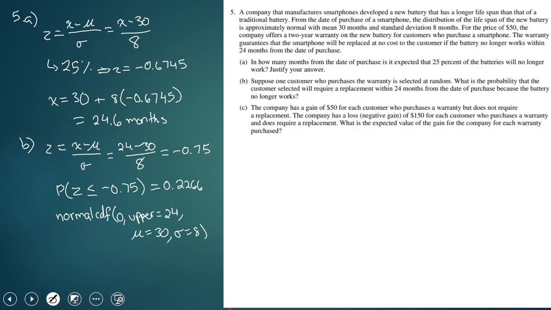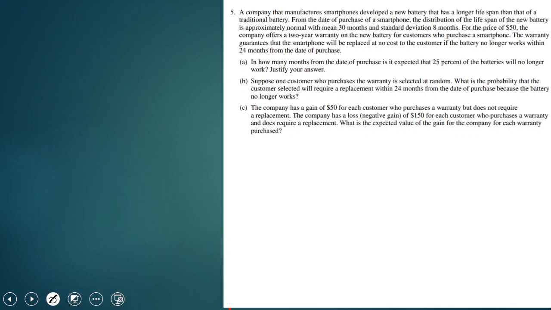For 5a, I forgot to do this. I'll quickly do the inverse norm as well for the calculator syntax. So it would be inverse norm, I'd say percentile, or area, equals 25%. Mu is equal to 30. Standard deviation sigma is equal to 8. So that's what I would do for that.